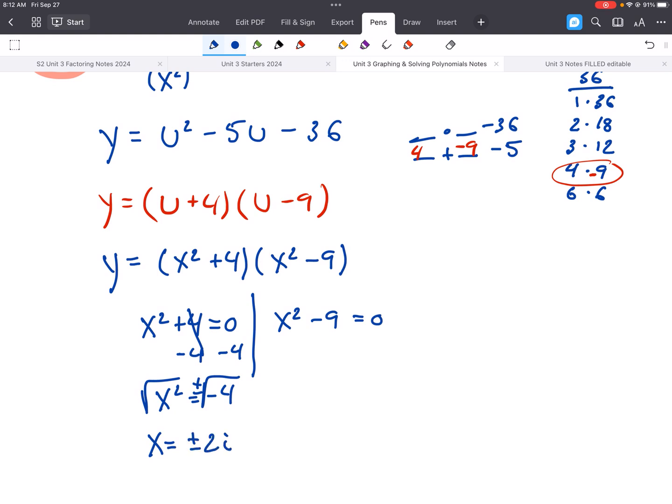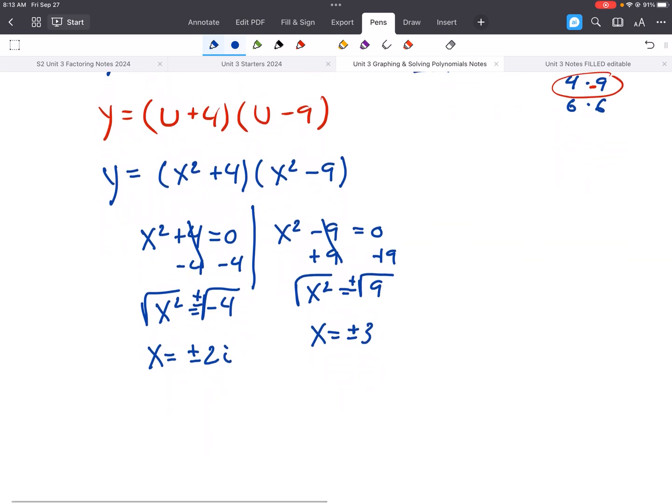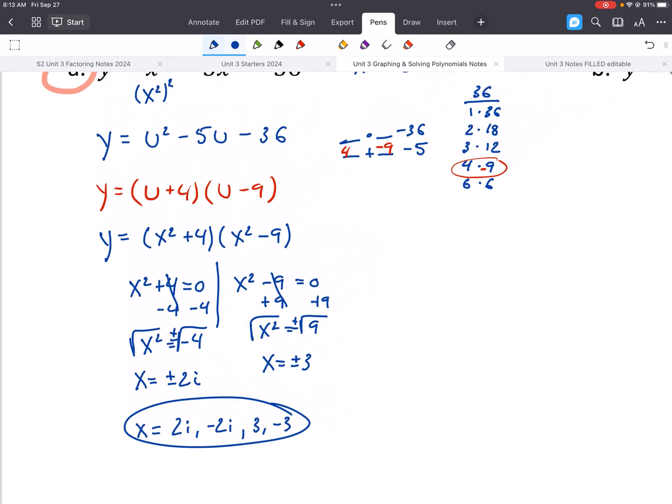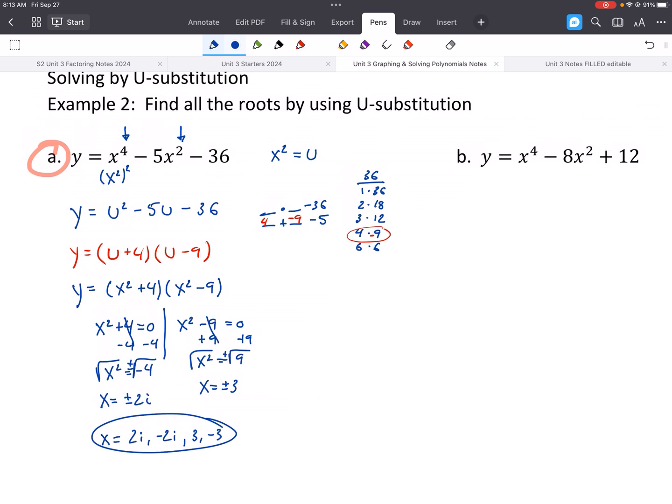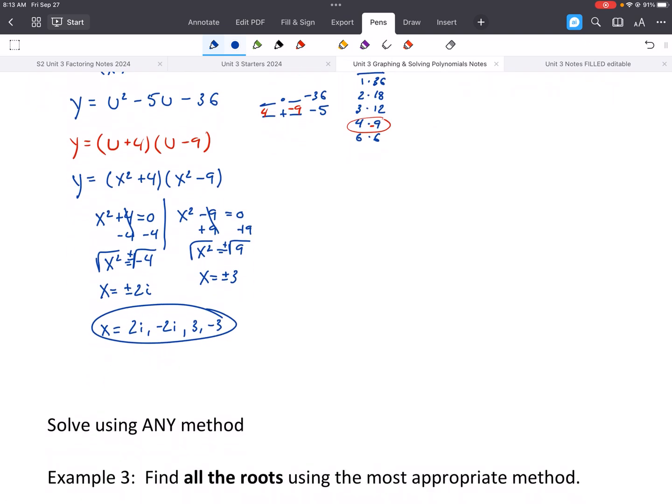Okay? And then on the other, we would add 9. We'd square root both sides, and we'd get x equals plus or minus 3. So those would be our 4 solutions. We'd have 2i, negative 2i, 3, and negative 3. All right, okay. If you'd like to give B a try, I think I'm going to skip that just for the sake of the video.